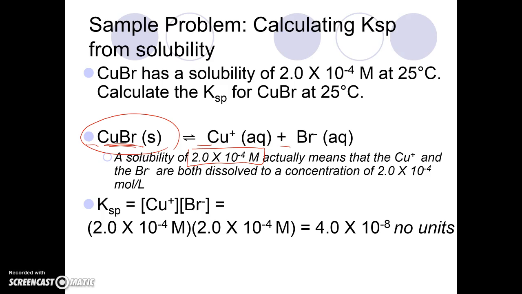They're both equal to each other because for every mole of copper bromide that ionizes, we get a mole of Cu and a mole of Br, so they are equal to that same concentration. That's how it works. It's beautiful. It's actually really simple math. So you just multiply or square the concentration, and there's no units because equilibrium constants are unitless because all the molarities cancel each other out.